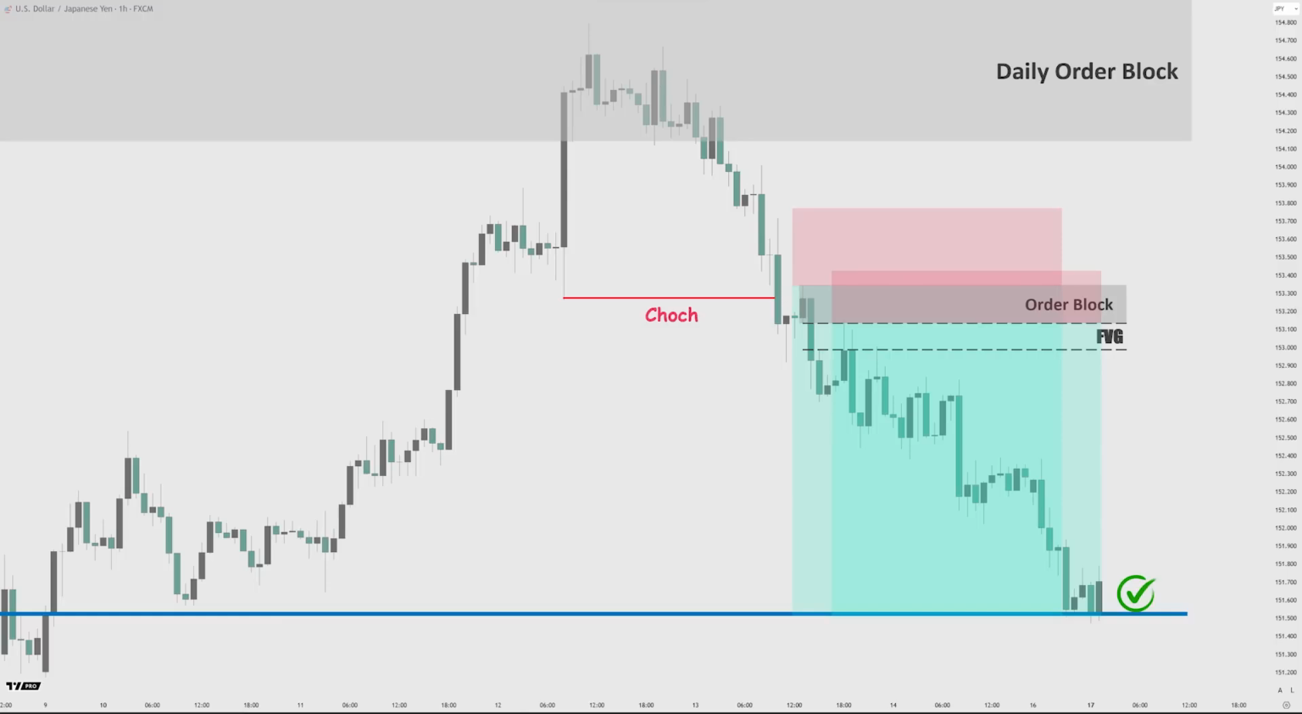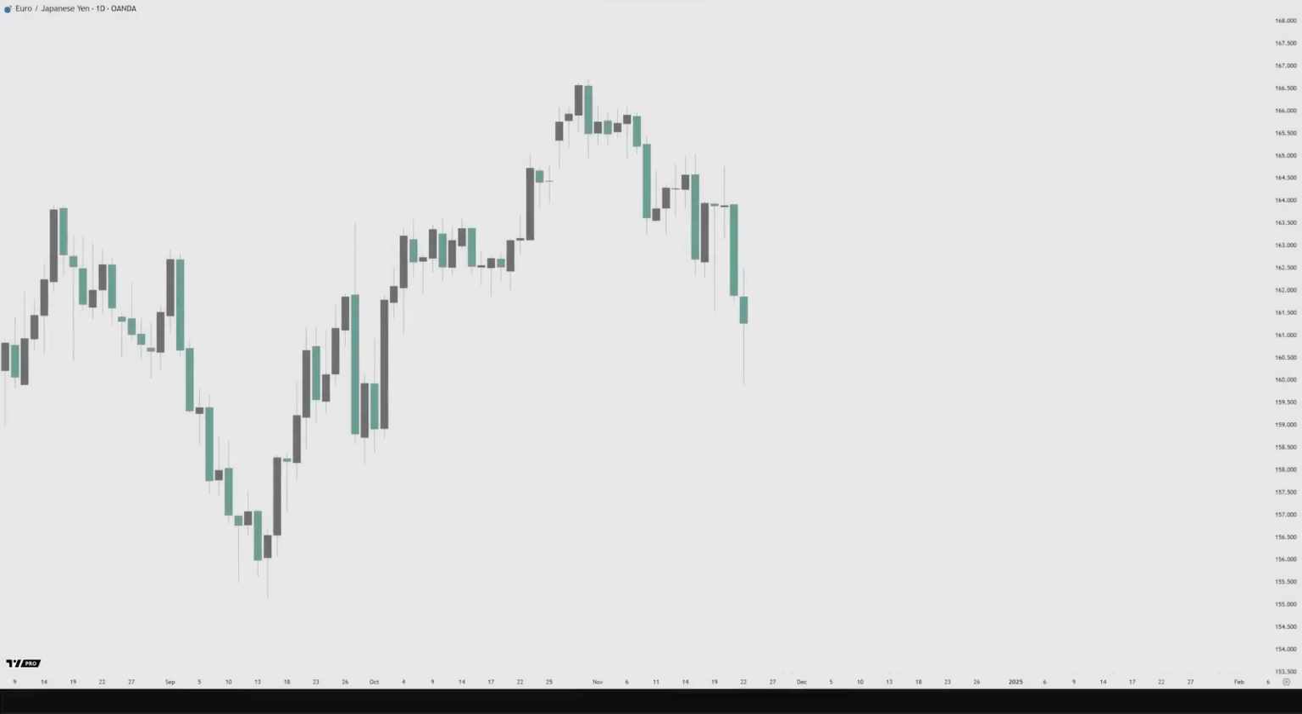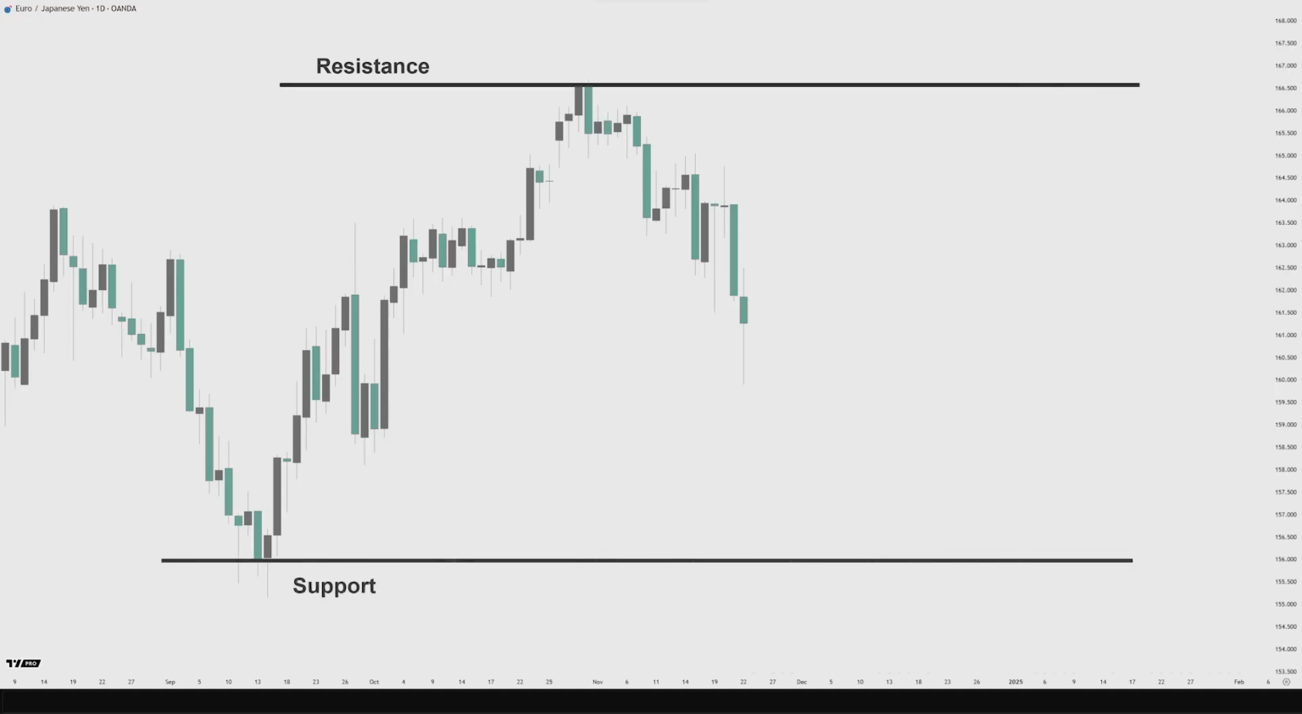Now let's see another example. Here on the Euro-Yen daily chart, let's mark the key levels. At the top, this is the highest price reached recently and was rejected. At the bottom, this could be a potential support level when the price taps into it again. Also, we have this level that has acted as support and resistance multiple times. So, we mark it in.